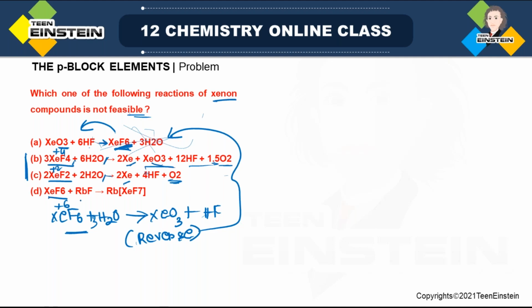And the last one is also feasible, because remember in the last class we discussed that xenon fluoride reacts in the presence of a fluoride ion donor. So there are fluoride ion donors and also fluoride ion acceptors. Both these types of compounds can react with xenon fluoride, and here it is a fluoride ion donor. XeF6 is accepting one F minus ion. That is why it is converted to XeF7 minus, and that negative charge is balanced by rubidium +1. So this is also a possible reaction. So only the first option reaction is not correct.